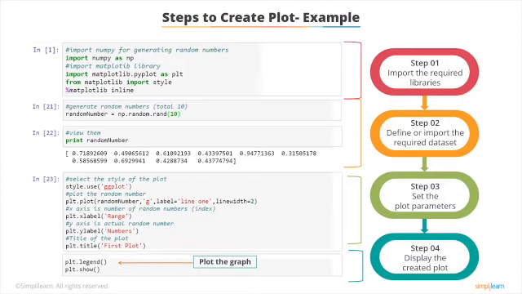Use the legend method to plot the graph based on the set conditions, and the show method to display the created plot.